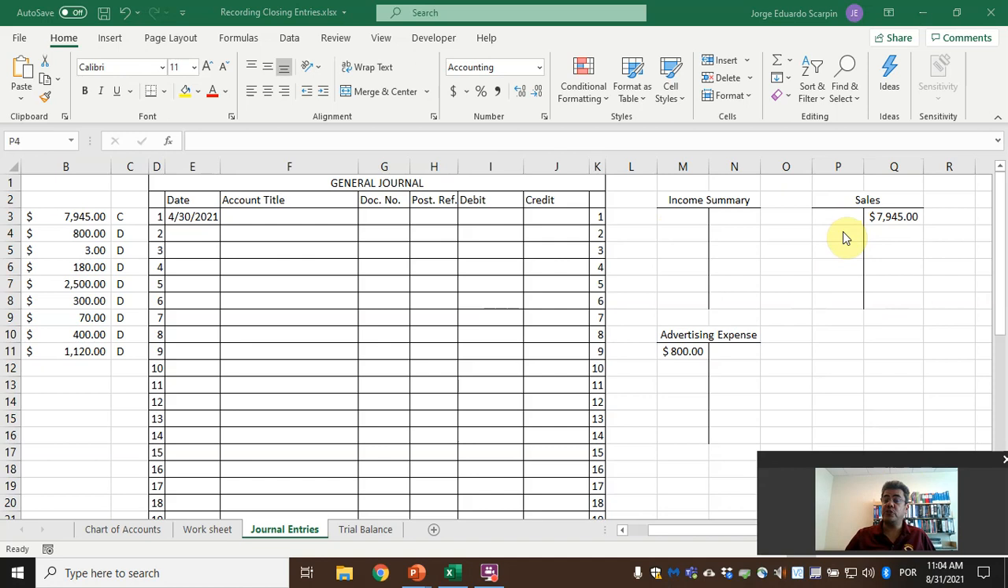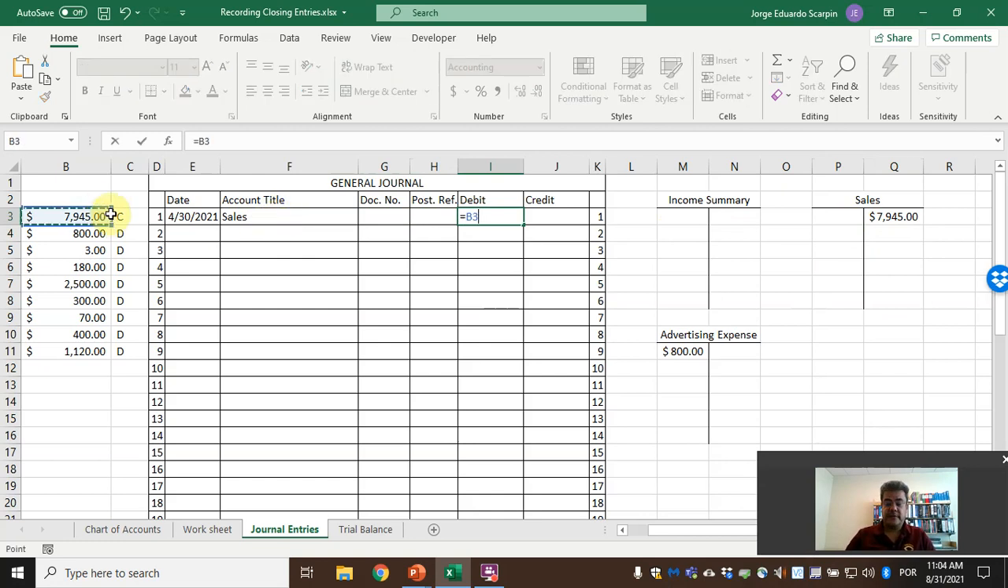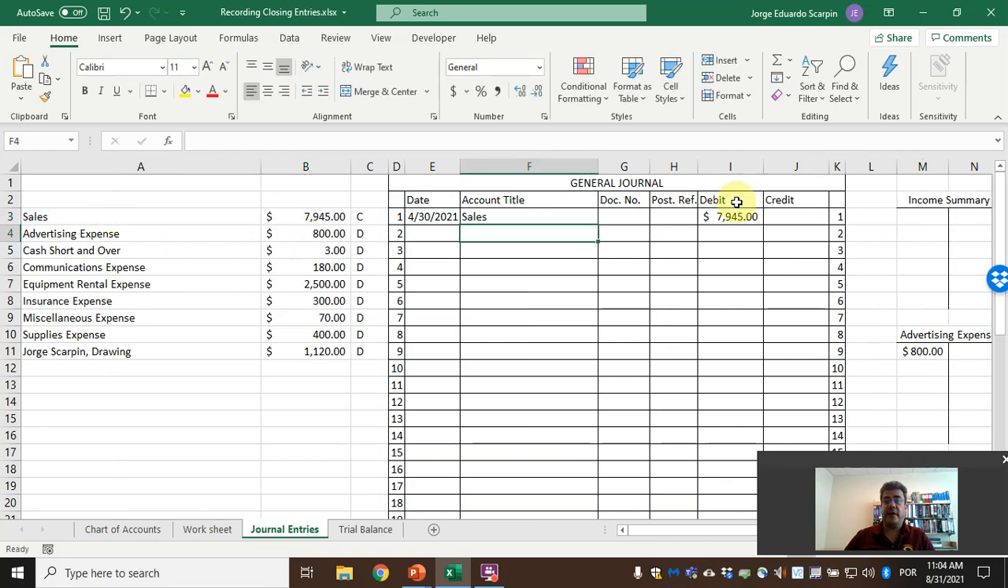So we close it with a debit. Our debit will be sales, 7,945.